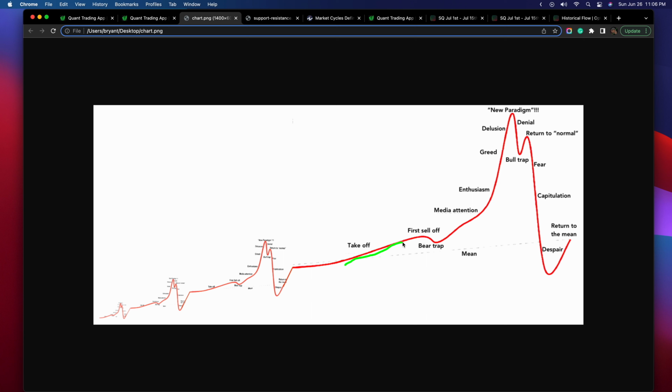Generally, when a market is in a small uptrend right here, it tends to be taking off. It looks like it's going to return back to the mean, and they refer to this as the bear trap. This is when it starts entering its uptrending phase, and then the media starts getting the attention. A lot of retail traders start piling in as everyone becomes very enthusiastic about it.